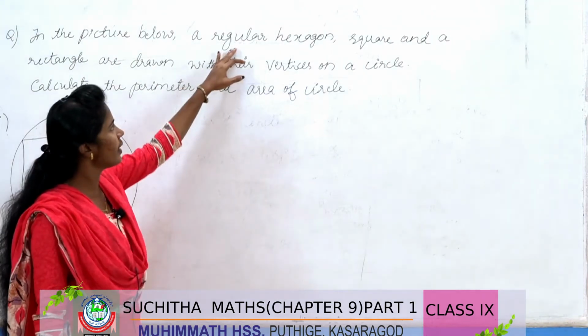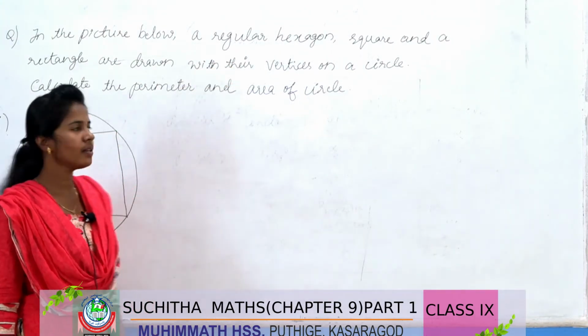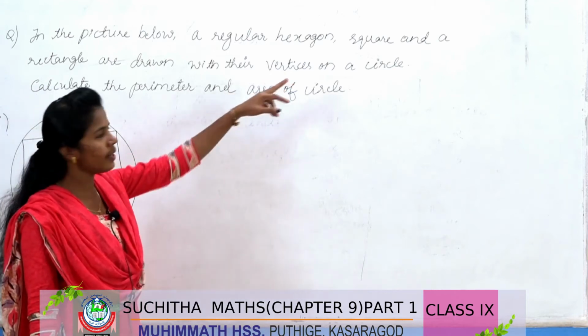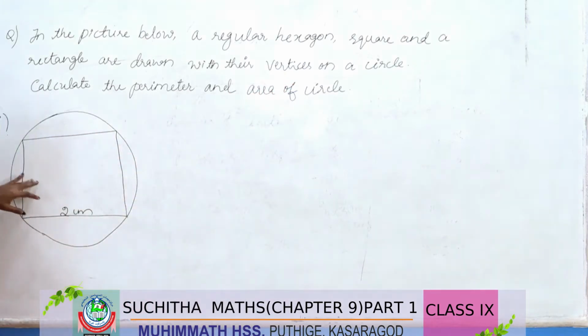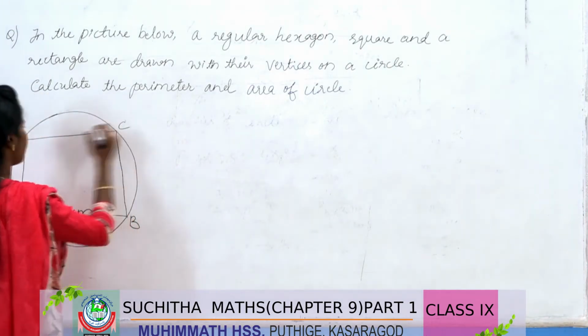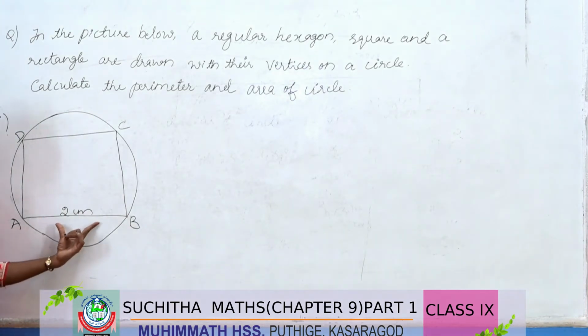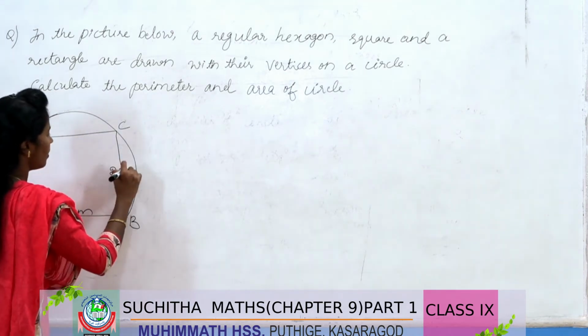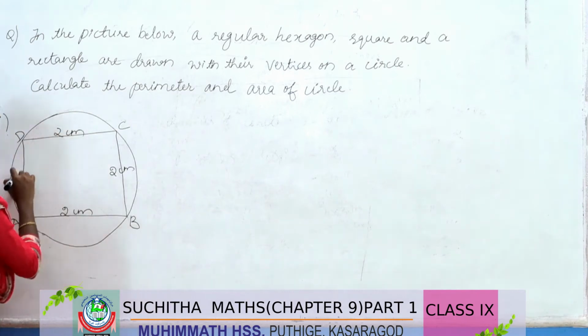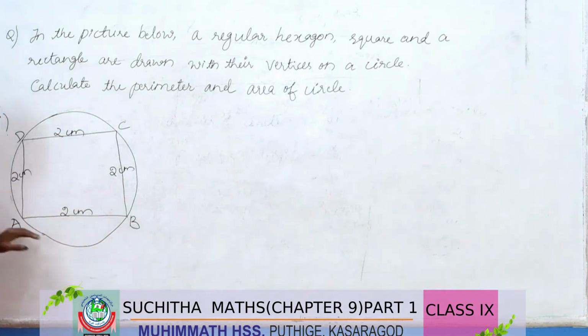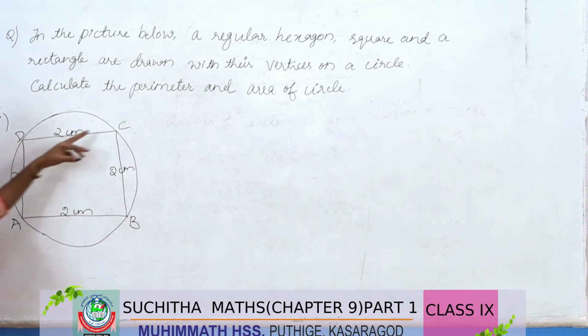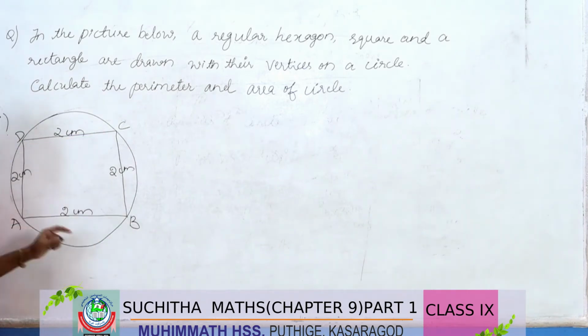We have already calculated the area and perimeter of the circle. Then the second one is the square and circle. Here ABCD is a square. Square means all sides are equal. Given one side of the square is 2 centimeter, therefore all sides are equal, 2 centimeter. And the circle passes through all 4 vertices of the square. We have to calculate the area and perimeter of this circle.